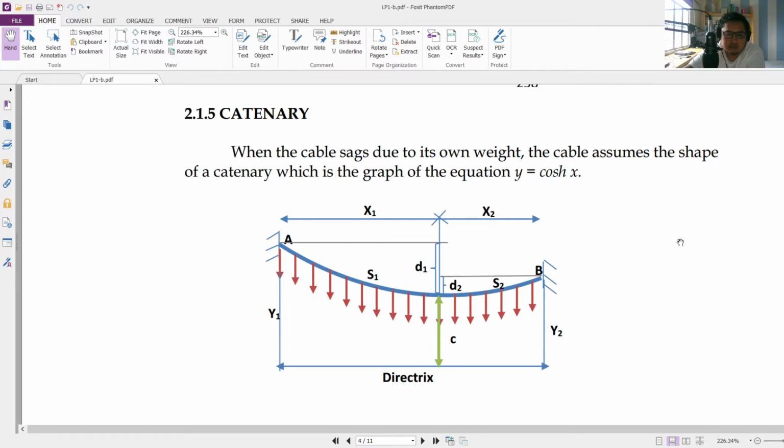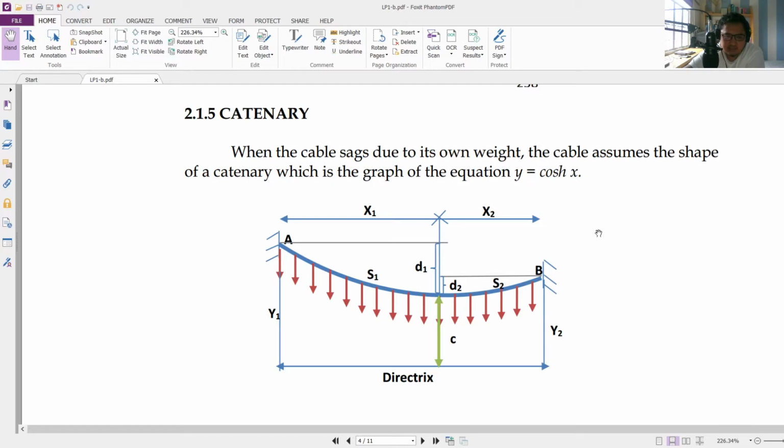If you can see in the area, there is a power line from NGCP, and the cable has a sag, if you can observe. That is due to its own weight. The only difference of this catenary cable is that the load is along the path of its curve, whereas in the parabolic cable, the load is within the horizontal. Again, the catenary follows the equation y equals hyperbolic cosine of x.